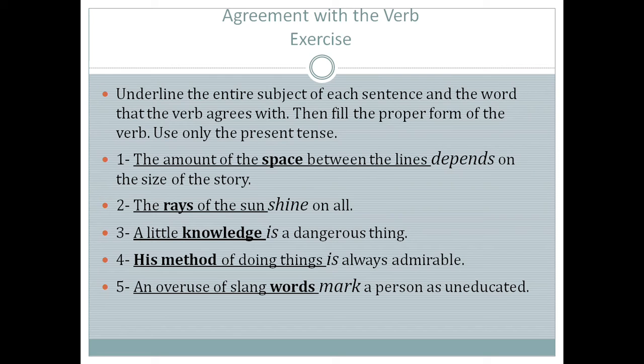So here we have an exercise. Underline the entire subject of each sentence and the word that the verb agrees with. Then fill in the proper form of the verb. Use only the present tense. Number 1.